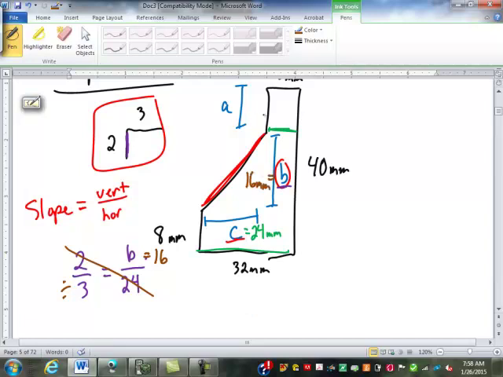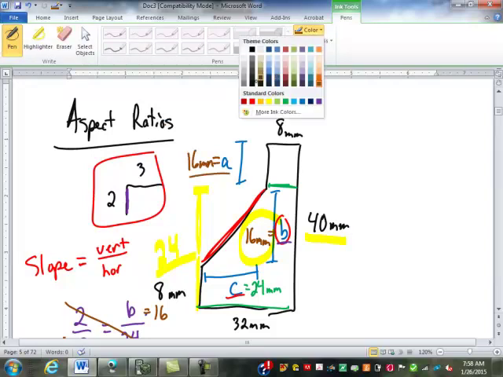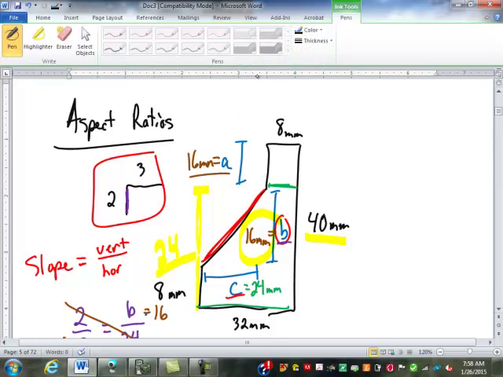Now, of course, we can find A relatively simply. We have 8 here. From here to here is 16, which would make 24 total. 40 minus 24 is 16 millimeters. There we go. Any questions?